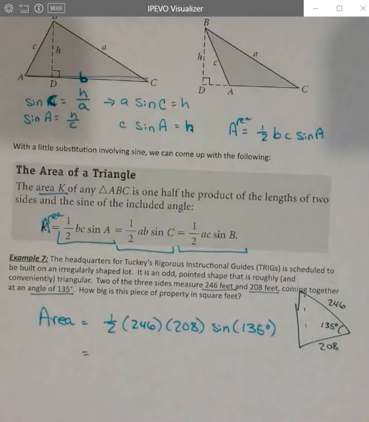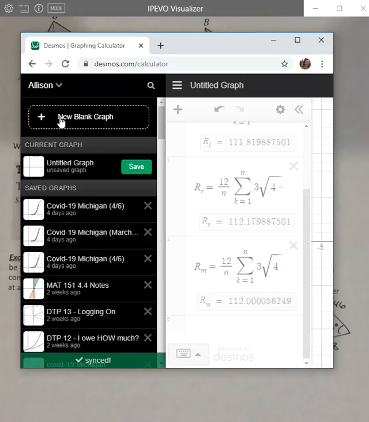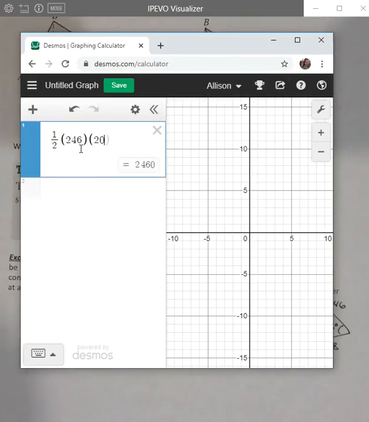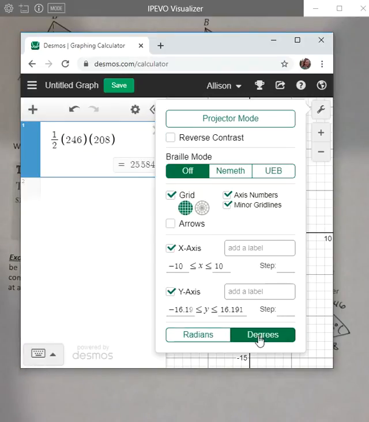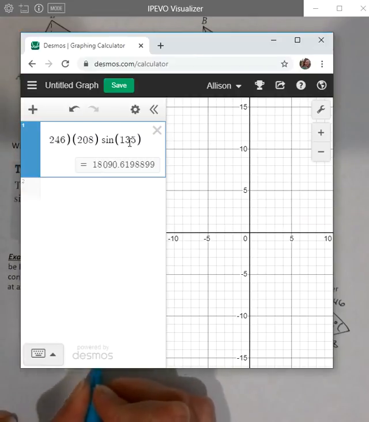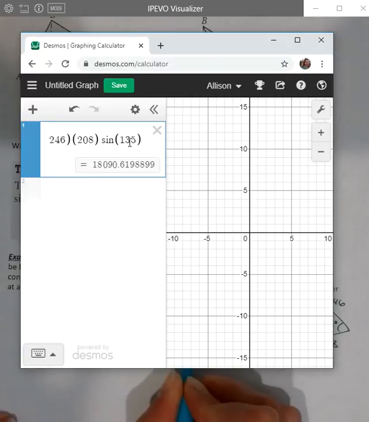So the area is, find my calculator. Come on, calculator. 1/2 times 246 times 208 times, I gotta change this calculator into degrees, the sine of 135 in degrees. So the area is 18,090.62 square feet.